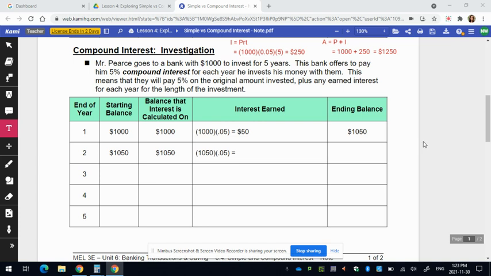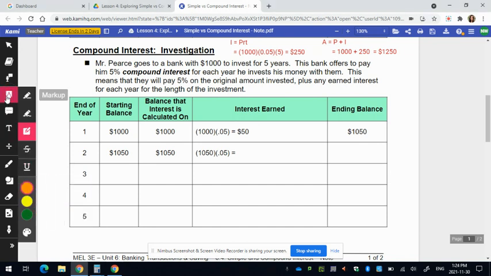All right, so moving on with our note here, we're going to go on to the compound interest investigation. So Mr. Pierce goes to a bank with $1,000 to invest for 5 years. The bank offers to pay him 5% compound interest for each year he invests his money with them. This means that they will pay 5% on the original amount invested plus any interest earned for each year for the length of the investment.